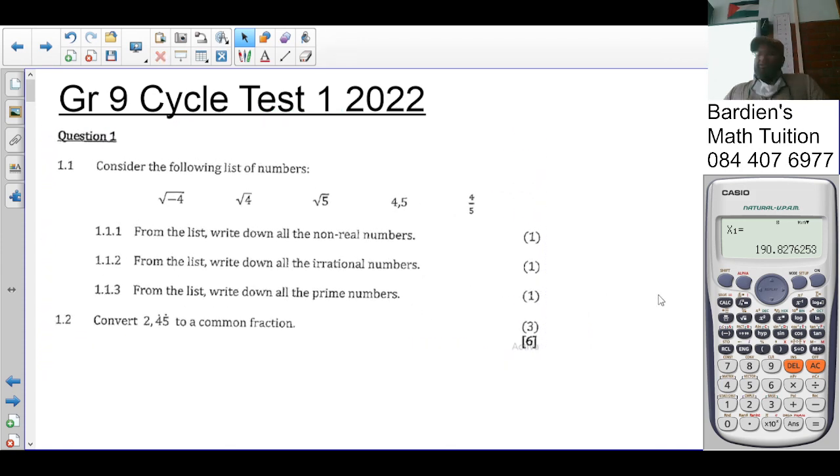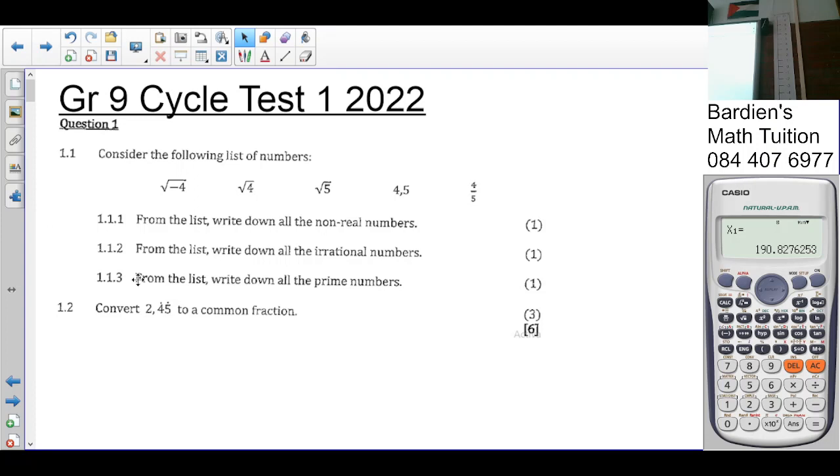So it's Cycle Test 1 of 2022. The question says consider the following list of numbers. We've got -4, the square root of -4, the square root of 4, and the square root of 5. Remember, the square root of 4 is 2. The square root of -4, there's no solution to that one. From the list, write down all the non-real numbers. So the non-real number is only the square root of -4.